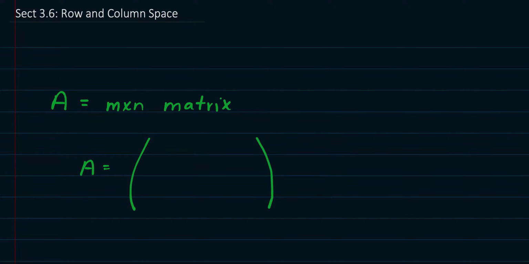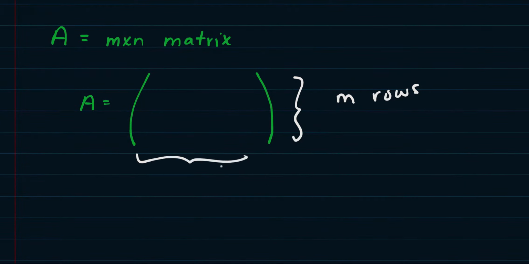Today we're going to discuss section 3.6, row and column space. Let's say we have a matrix A that's an m by n matrix. That means it has m rows and n columns.